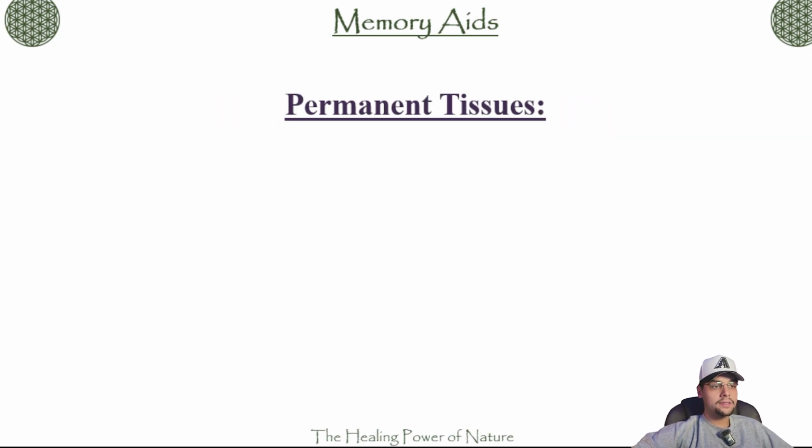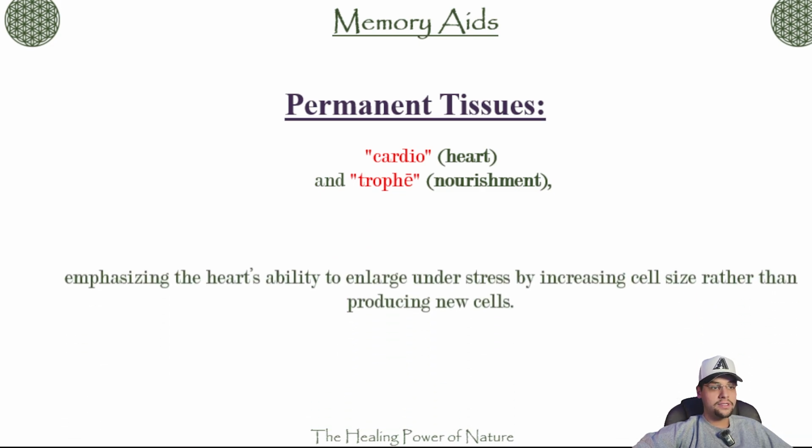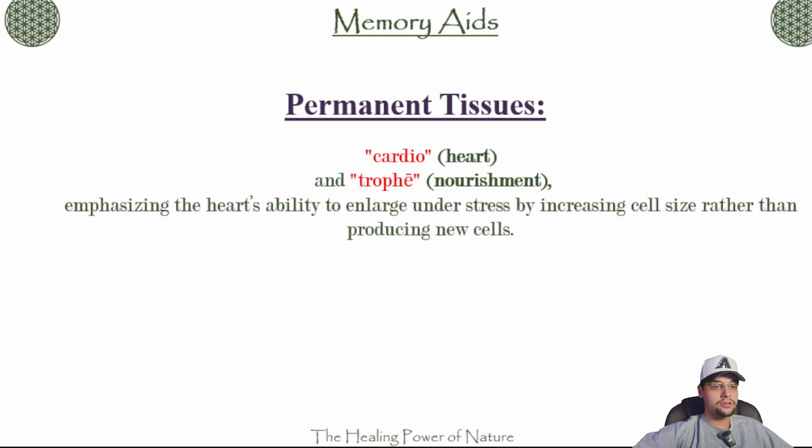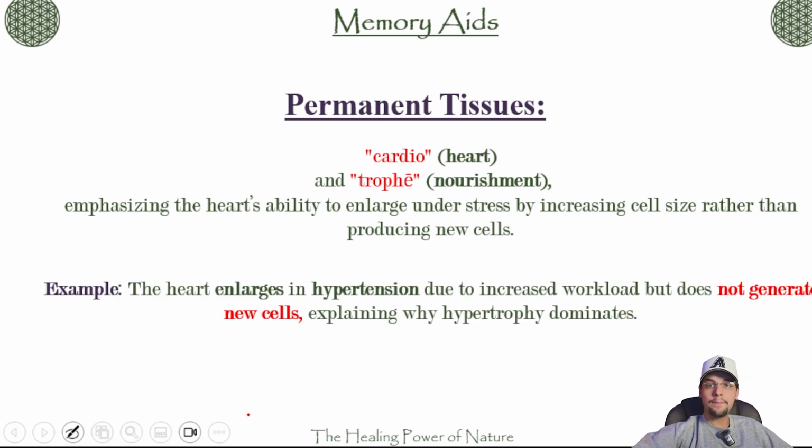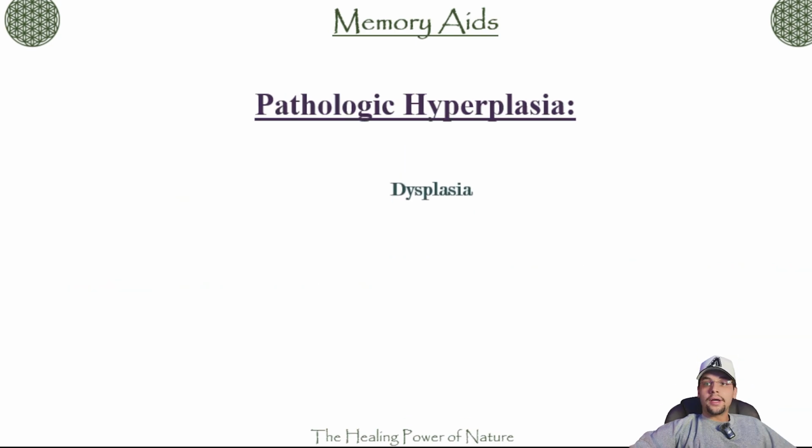Now, permanent tissues, just for an example: cardio, meaning heart, troph, meaning nourishment. So there's heart nourishment. This emphasizes the heart's ability to enlarge under stress by increasing cell size rather than producing new cells. Hypertrophy. An example that's really important to remember: the heart enlarges in hypertension due to increased workload but does not generate new cells, explaining why hypertrophy dominates. We're going to continue moving forward.